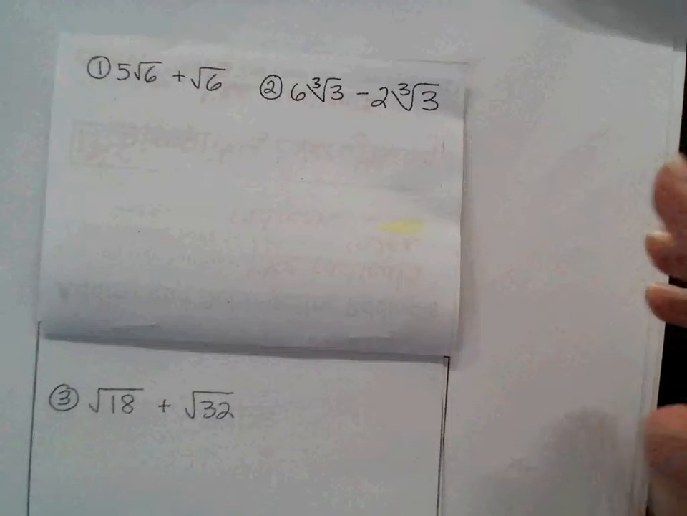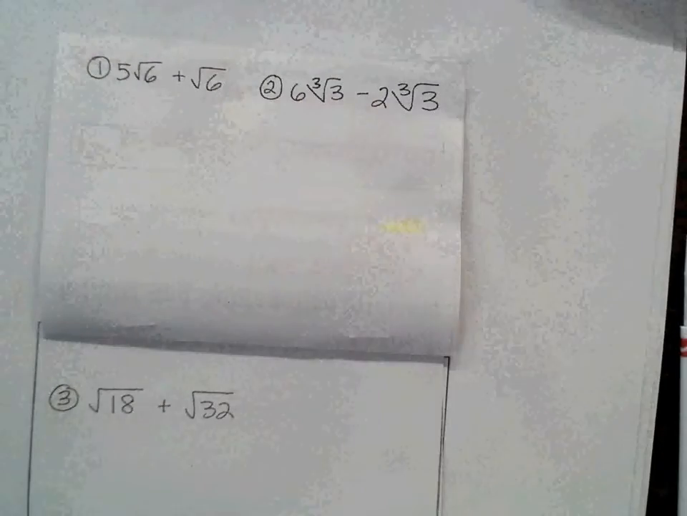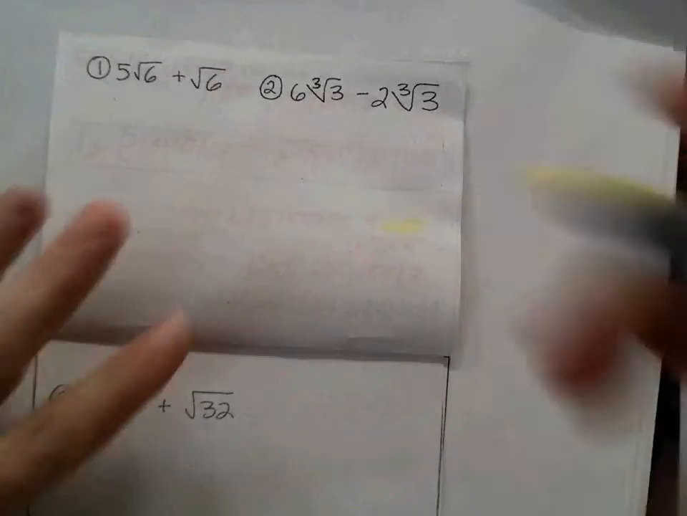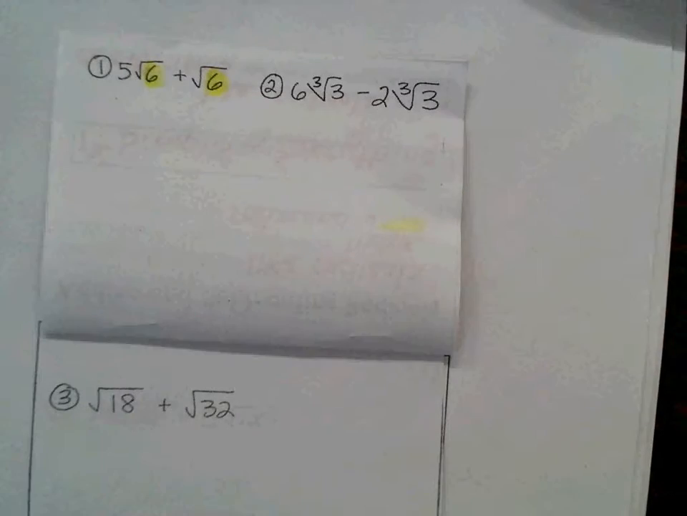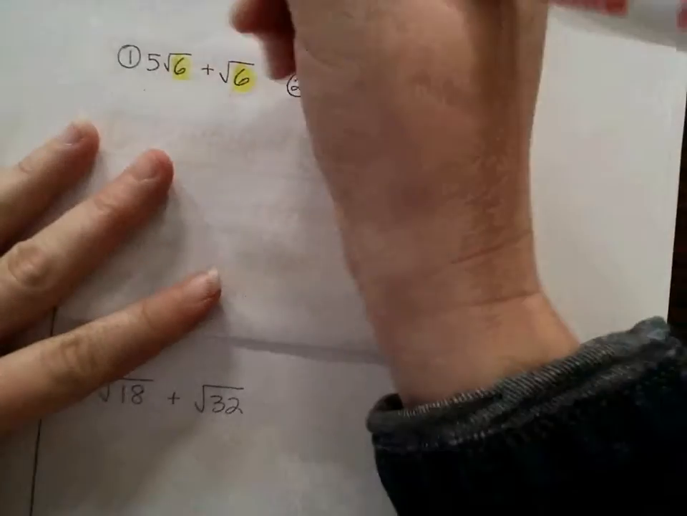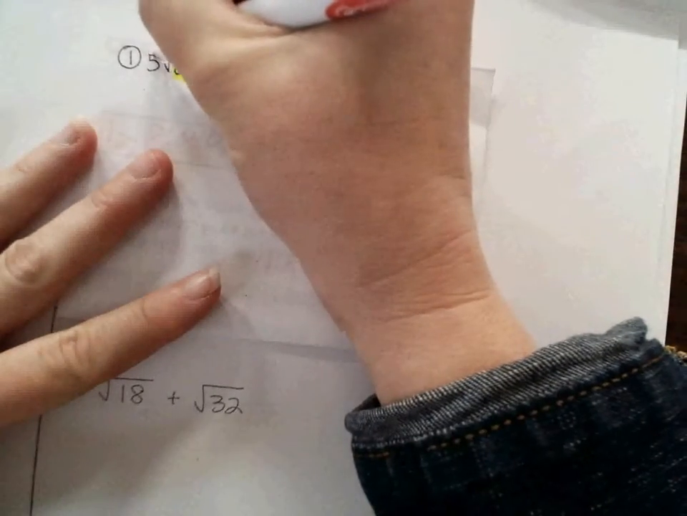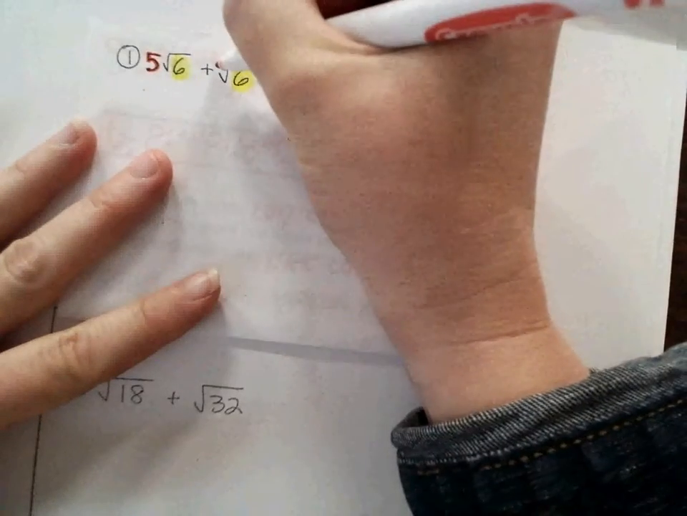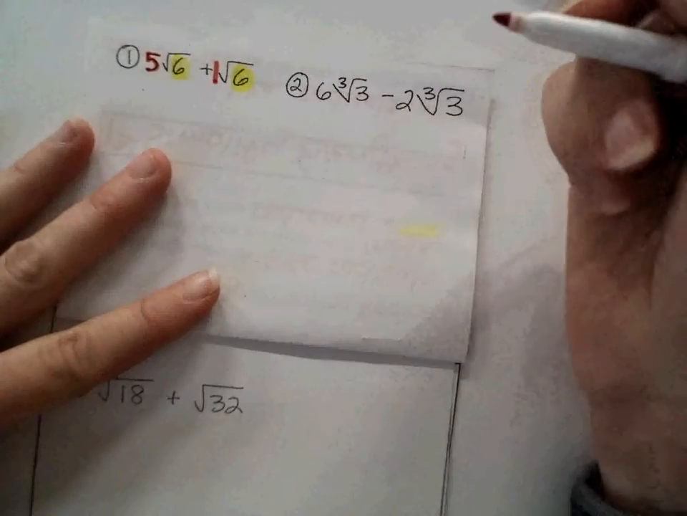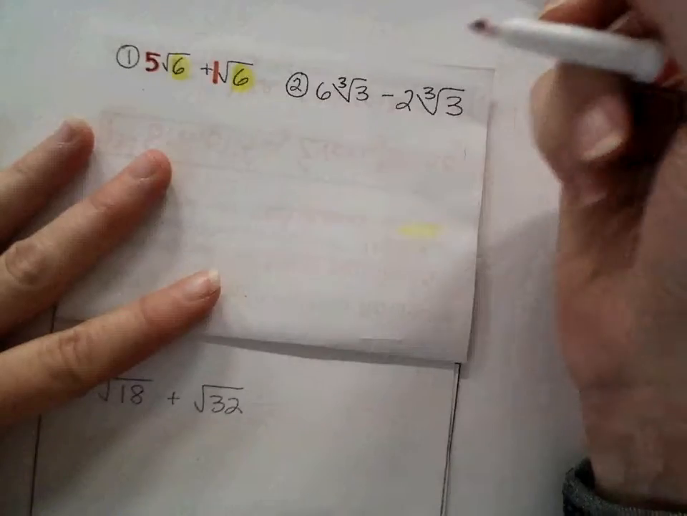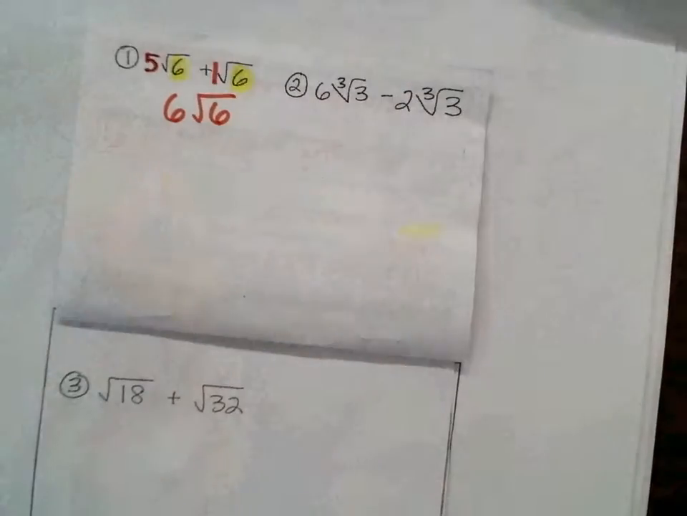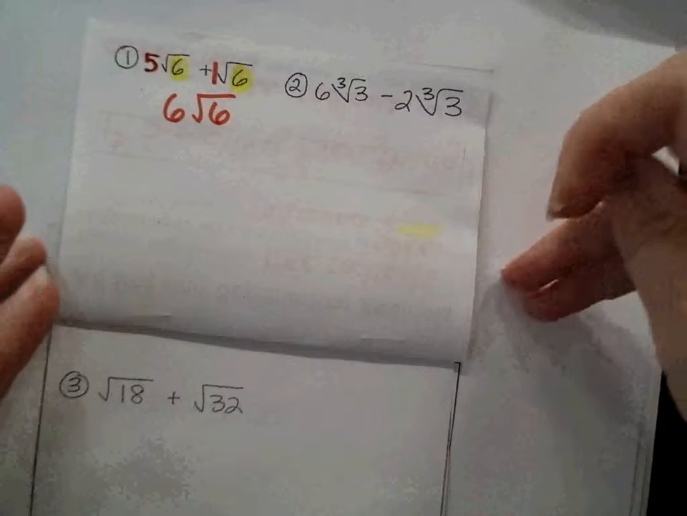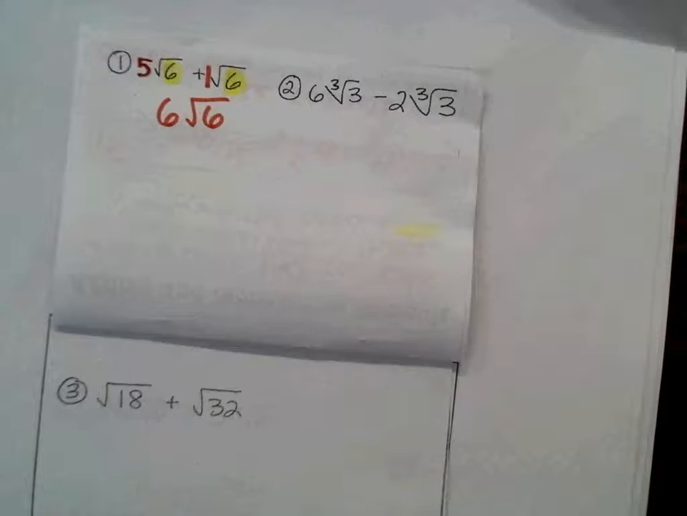If you notice on problem number 1, underneath the radical, they both have a 6. That means they are like terms. So you are going to add the coefficients. This coefficient is 5. The number in front of the other one is 1. 5 plus 1 is 6, so you have 6 square root of 6. That's it, when they're like radicals already.